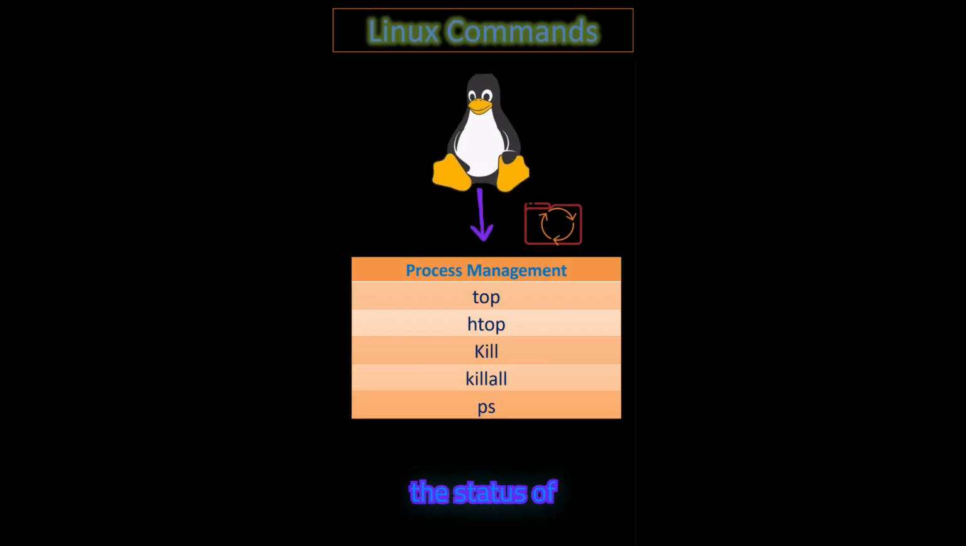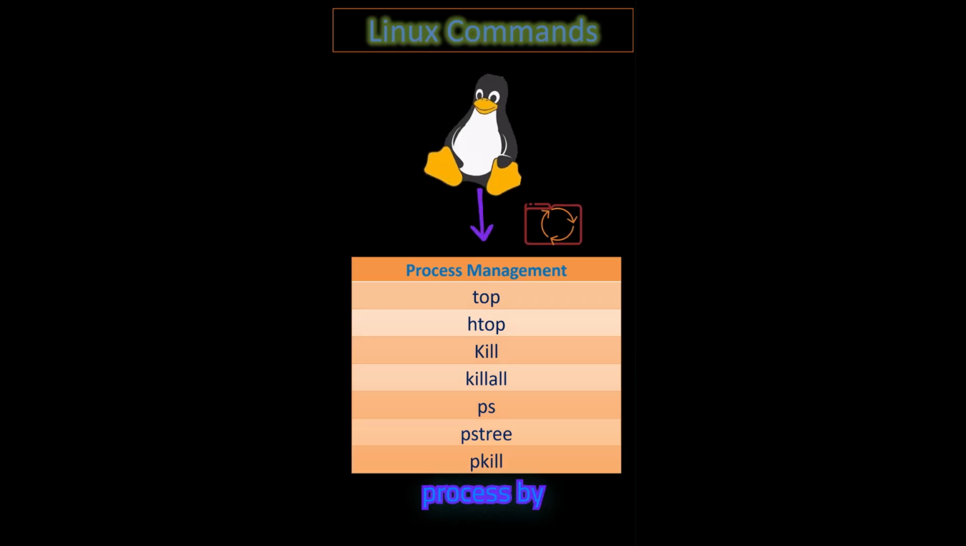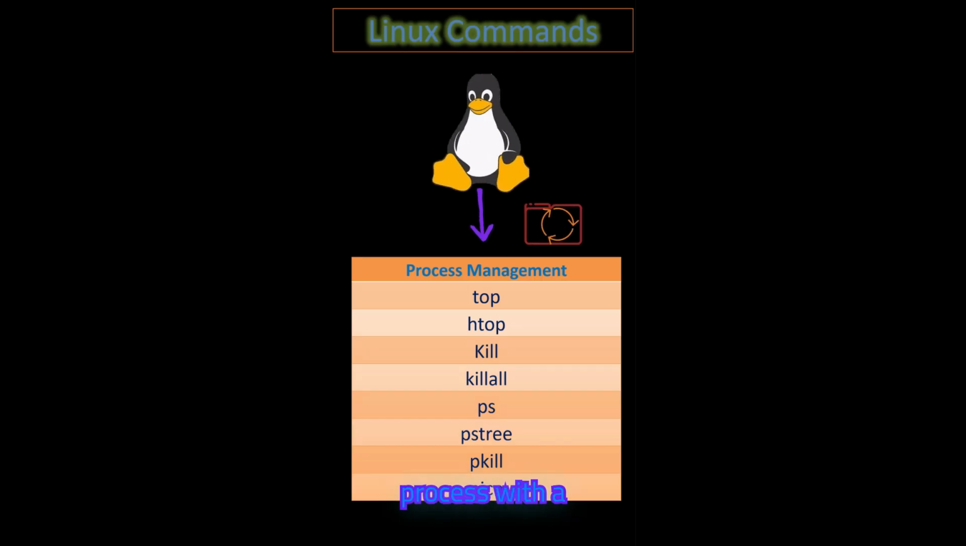PS shows the status of running processes. Pstree displays processes in a tree format, showing parent-child relationships. Pkill sends a signal to a process by name, commonly used to kill them. Nice starts a process with a specified priority.